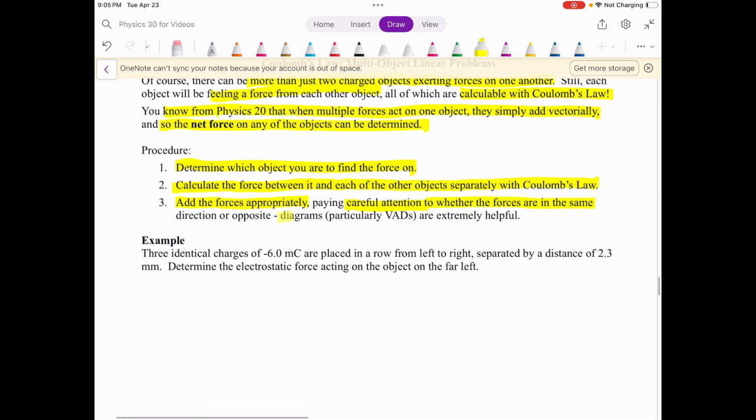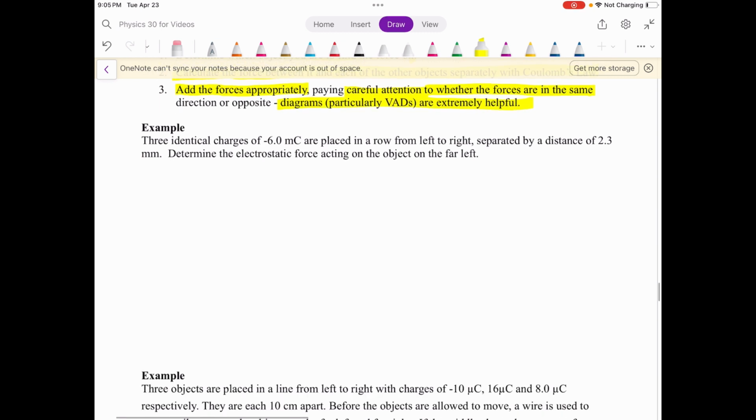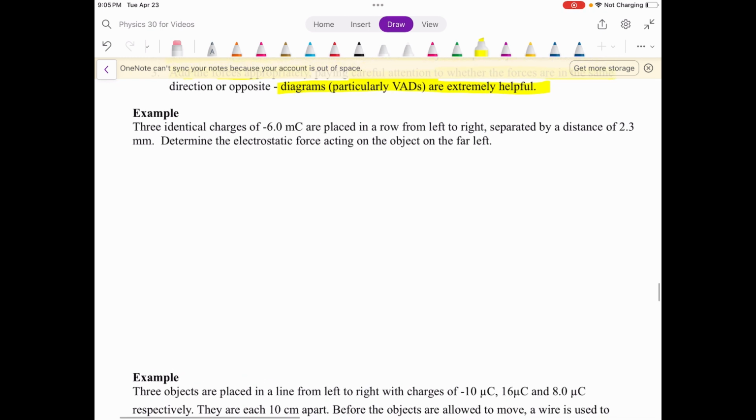Diagrams, especially VADs, vector addition diagrams, are super helpful. No surprise there. We know that whenever we add vectors, vector addition diagrams can really help us out. Okay, let's just try out an example.